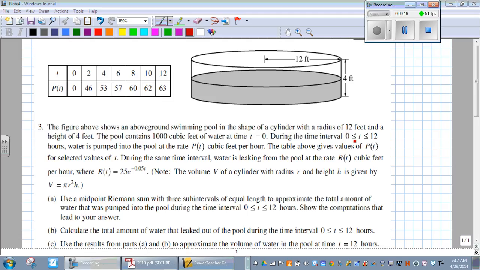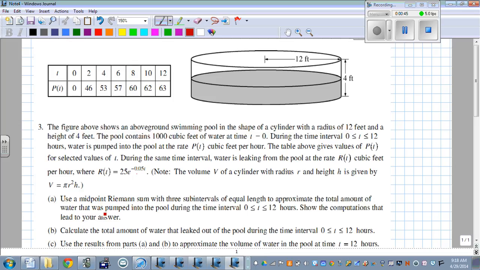During the time interval from 0 to 12 hours, the water is pumped into the pool at the rate P of t cubic feet per hour. The table above gives values of P of t for selected values of t. During the same interval, water is leaking from the pool at a rate of R of t cubic feet per hour, where R of t is 25 e to the negative 0.05 t. Note volume of cylinder with a radius r and height h is given by this formula.